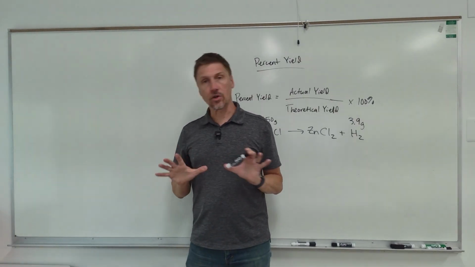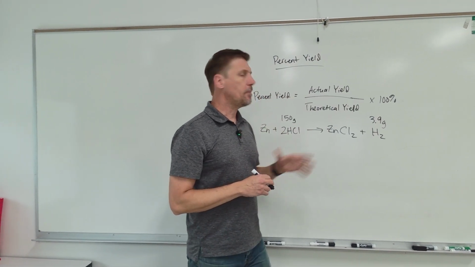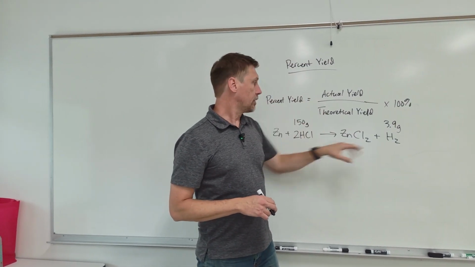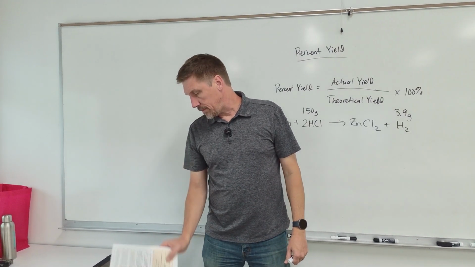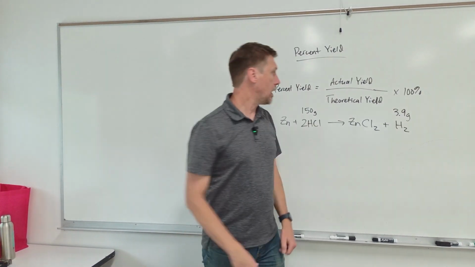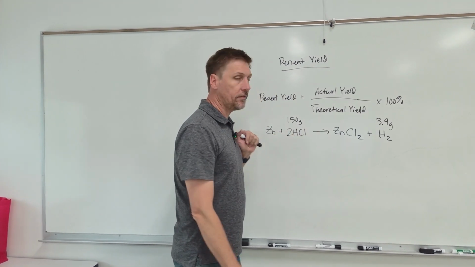The question is, what is her percent yield? So she made 3.9 grams. How much should she have made? That's the theoretical yield. So given this number and the theoretical yield, we should be able to determine what the percent yield was. So how are we going to figure out the amount that she should have been able to make from this 150 grams?